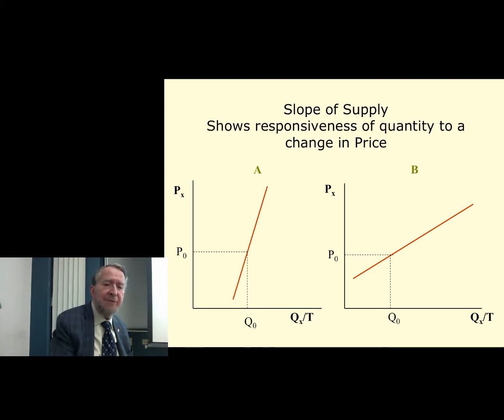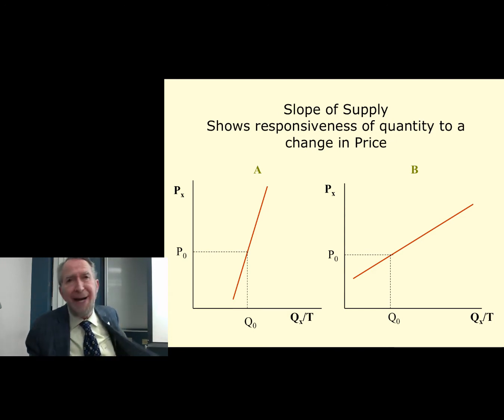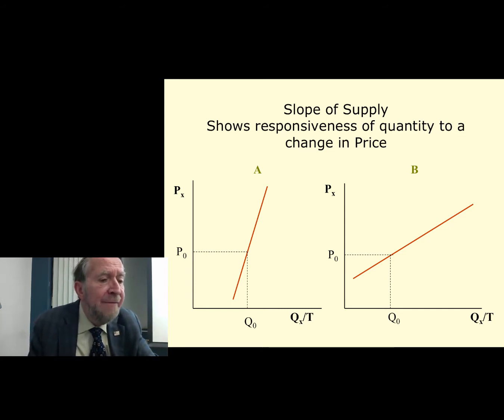So we said we're interested in when demand increases. Does price go up by a lot or just by a little bit? When demand increases, does quantity go up by a lot or a little bit? And the first measure of responsiveness would be the slope of the line.